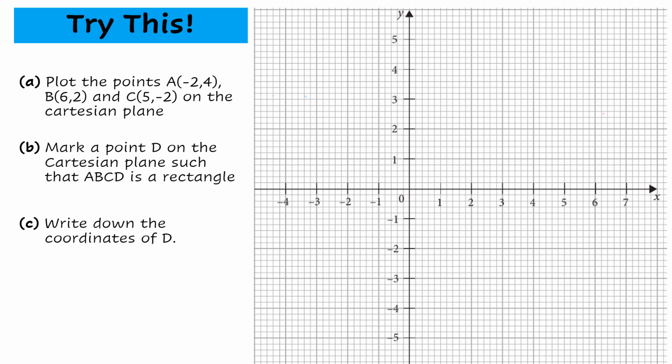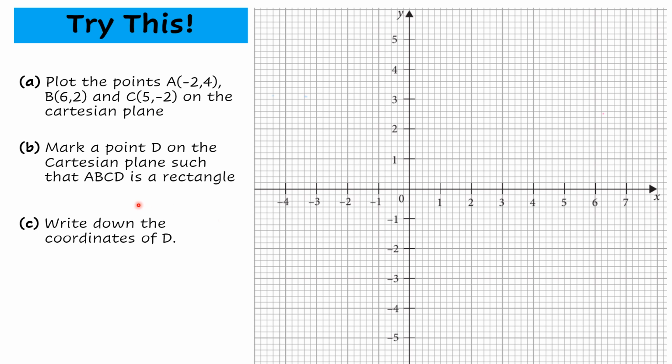All right, now that we have the basics, you have already learned how to write the coordinates, and you also learned how to plot points. So I am going to practice this skill and do something whereby a question that you get to see in the examination quite often, that is how can you mark a point D on the plane such that ABCD is a rectangle?